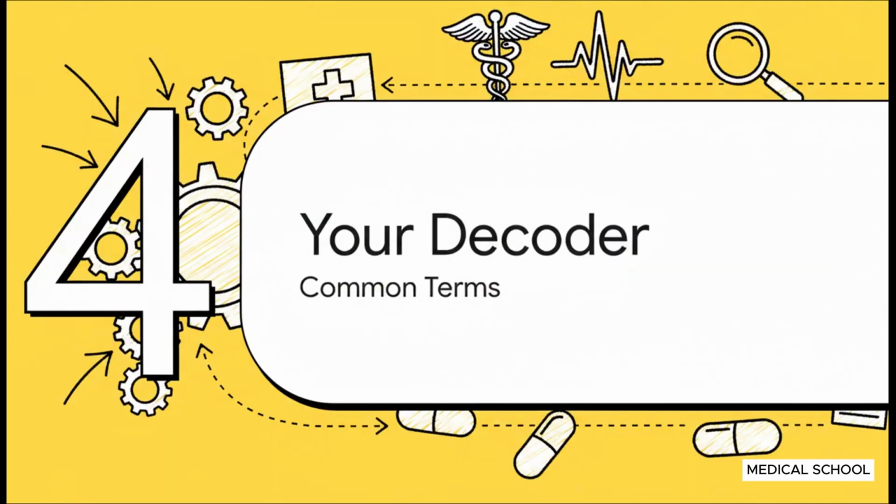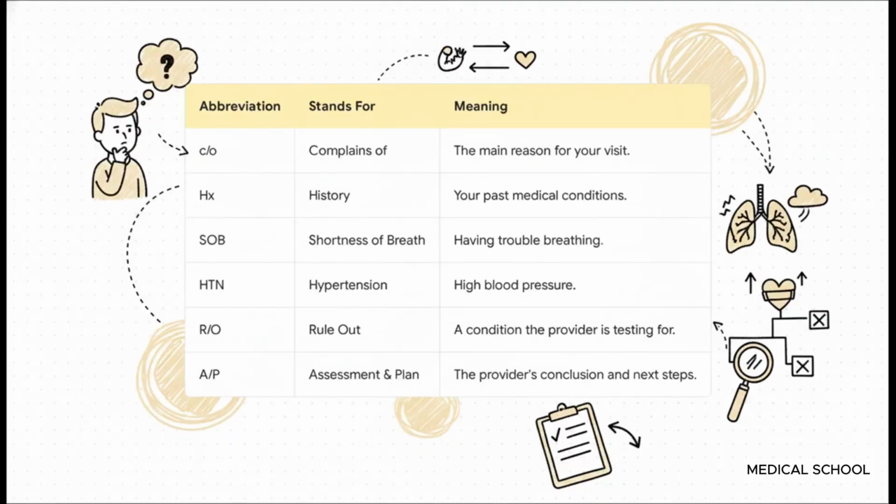Which brings us to the main event, section 4, your own personal abbreviation decoder. Let's start breaking down some of the most common terms you're going to see out there. Okay, in a doctor's note, if you see CO, that's just complains of. It's the main reason you came in. HX is your medical history. SOB and HTN are super common. That's shortness of breath and hypertension, or high blood pressure. RO means they want to rule out a specific condition. And A/P is the big finale, their assessment and plan for you.